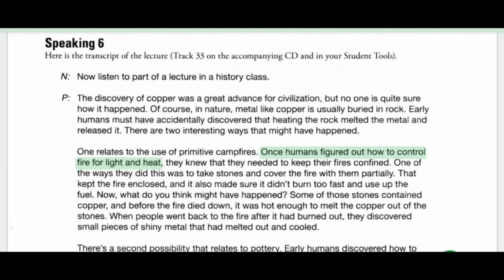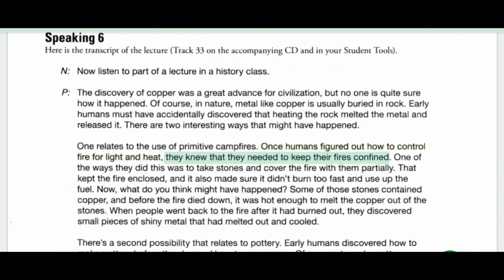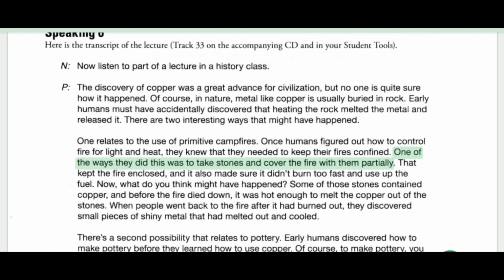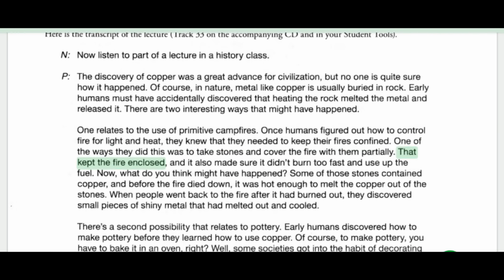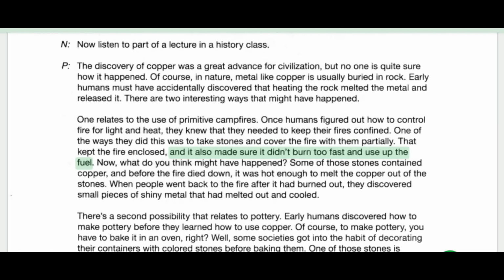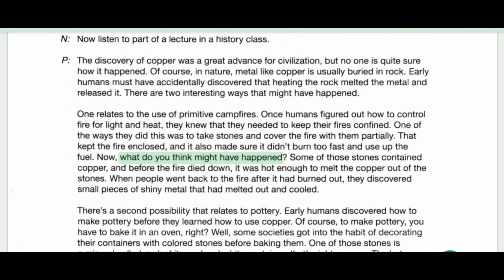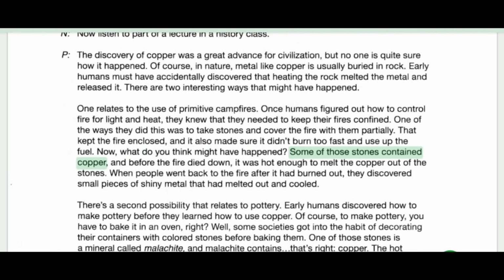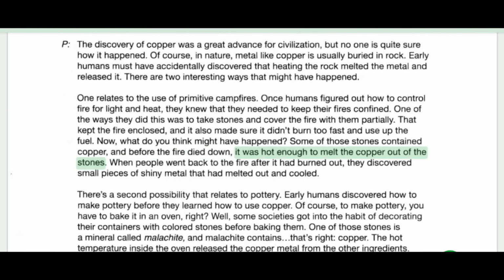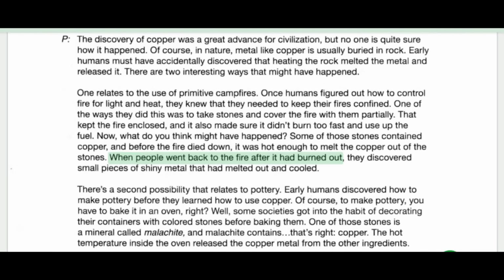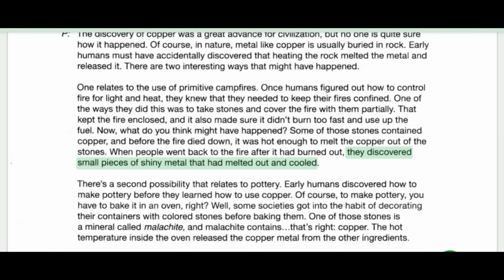Once humans figured out how to control fire for light and heat, they knew that they needed to keep their fires confined. One of the ways they did this was to take stones and cover the fire with them partially. That kept the fire enclosed, and it also made sure it didn't burn too fast and use up the fuel. Now, what do you think might have happened? Some of those stones contained copper, and before the fire died down, it was hot enough to melt the copper out of the stones. When people went back to the fire after it had burned out, they discovered small pieces of shiny metal that had melted out and cooled.